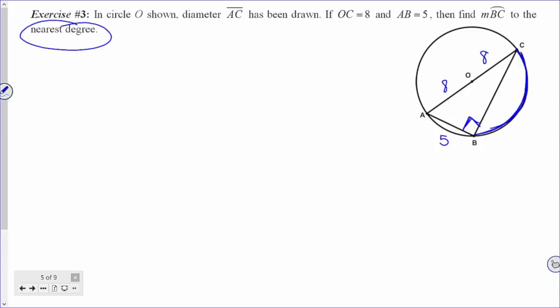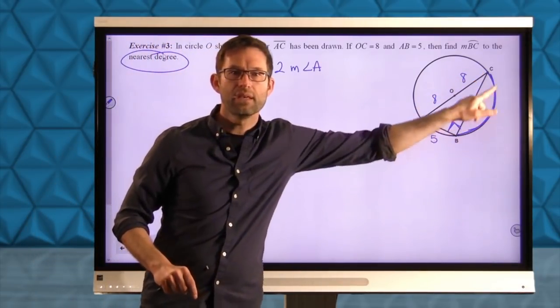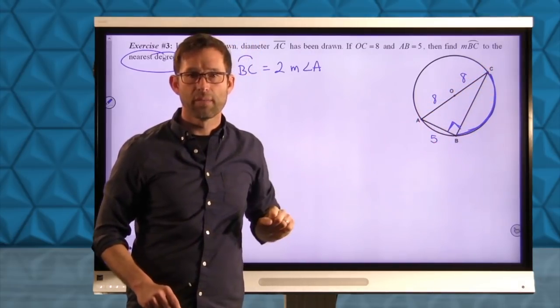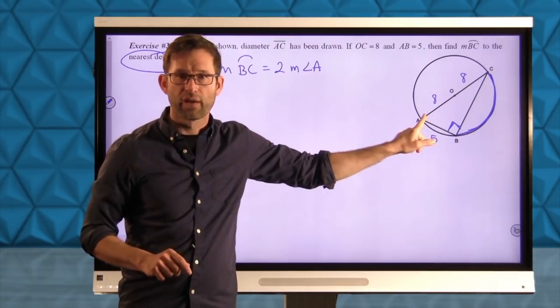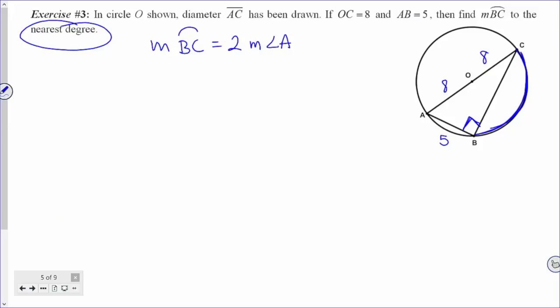Now, certainly one thing I can say after the last couple lessons is that the measure of arc BC is equal to twice the measure of angle A. Right? This inscribed angle A would have to be half of arc BC, and therefore arc BC would have to be twice the measure of angle A. So ultimately, if I can figure out the measure of angle A, I can double it to find the measure of arc BC. So let's actually extract that right triangle just for a moment.